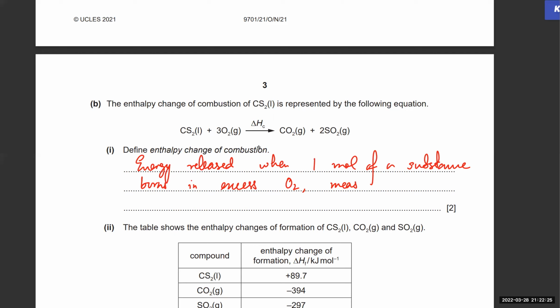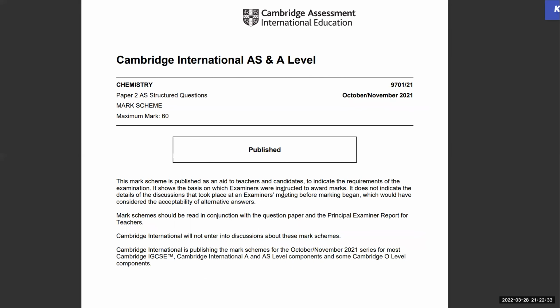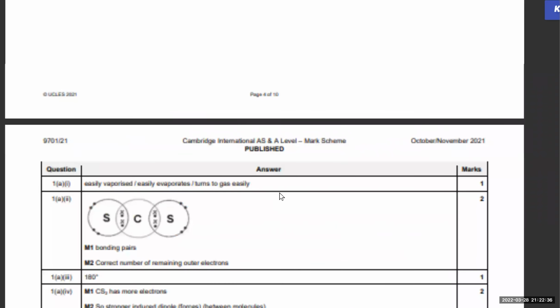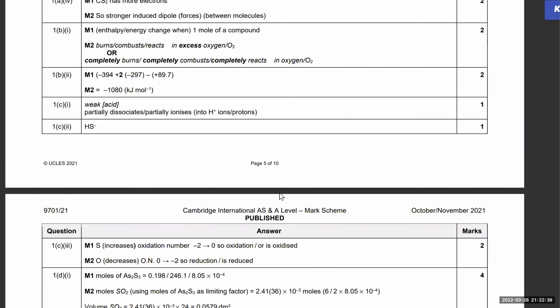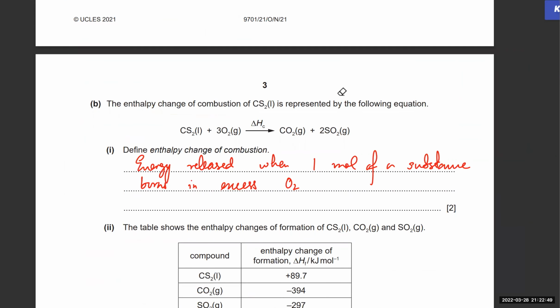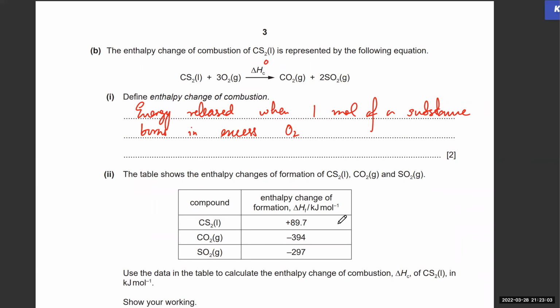Since they hadn't used the word standard, I'm not going to talk about standard conditions. I'll just quickly refer to the mark scheme to see if they've given marks for that. They're not giving any marks for standard conditions because the question never used the term standard, so nothing was happening under standard conditions. Standard should have a not on top, which wasn't there. So the definition should not include the last statement about being measured under standard conditions.